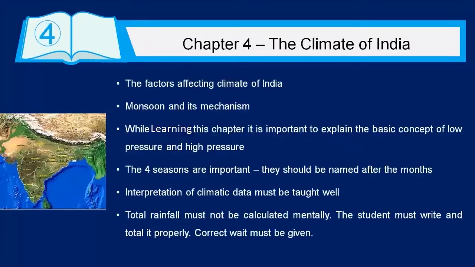The 4th chapter on climate is very important. The name of our climate is tropical monsoon climate. Many recent questions are based on factors affecting climate of India. Hence, you must study the factors very well. The origin and mechanism of monsoon winds is related to high pressure and low pressure. Hence, it must be understood well.